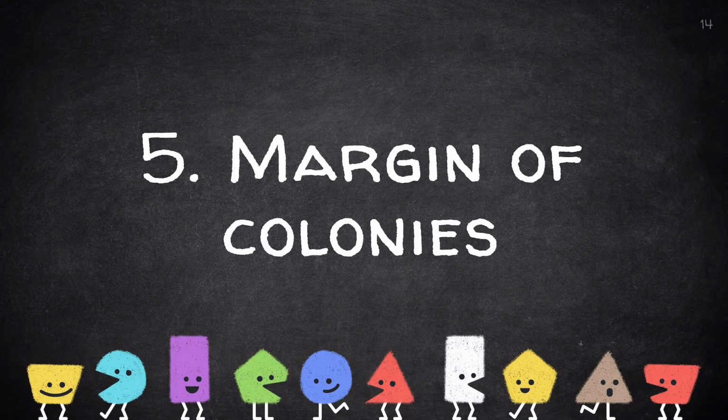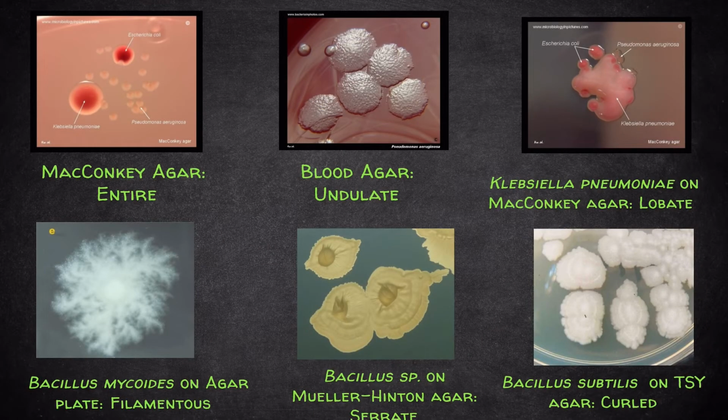Margin of colonies. This characteristic describes the shape or formation of the edge of the colony when magnified. The P. aeruginosa grown in a MacConkey agar possesses an entire margin that is smooth and lacks notches, while the one grown in a blood agar has a wavy margin with shallow indentions, or an undulate margin. To present the remaining types of margins, other bacteria are used for characterization.